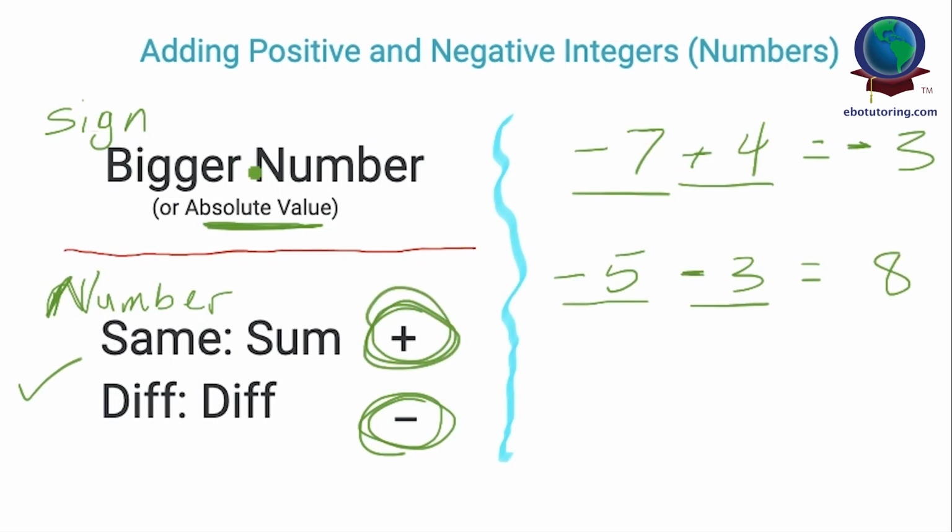8. But wait a minute, let's go back to the bigger number rule. The sign of the bigger number, which is 5 in absolute value, it's bigger than 3. 5 is negative, so the answer is going to be negative. The answer is negative 8.